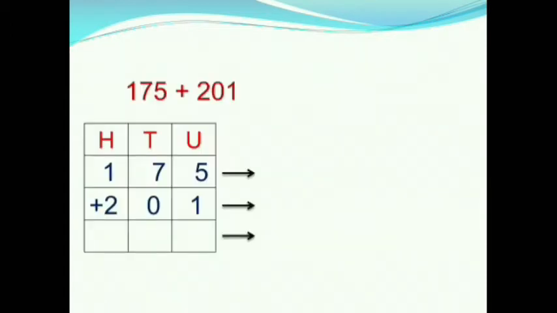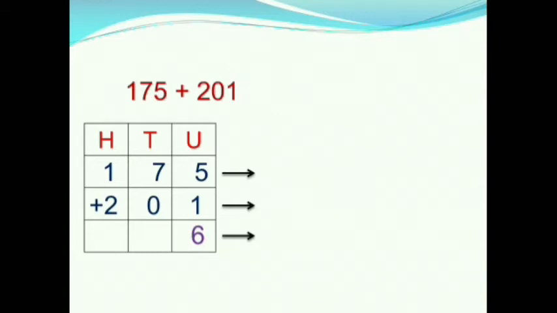Children, see this example. Now we should add 175 plus 201. Which place digits we should add first? Yes, we should add units place digits first. Which digits are there in the units place? The digits in the units place are 5 and 1. 5 plus 1 is equal to 6. Write 6 in units place.